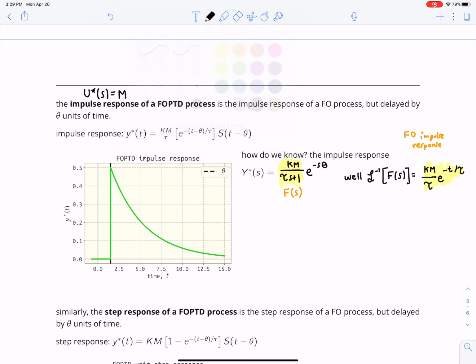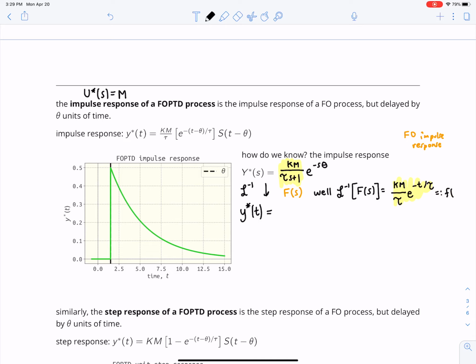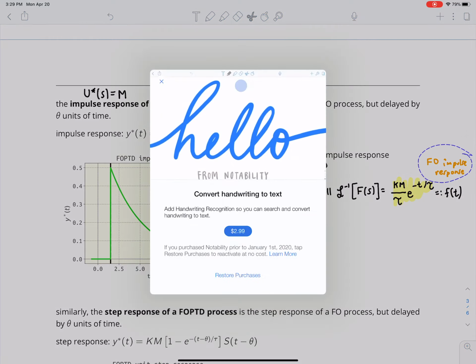All right? And based on what we've shown, y star of t, if we invert this, L inverse, then what we'll show is this is just f of t. So let me move this over so I can define this to be f of t. This is just f of t, but shifted to the right.